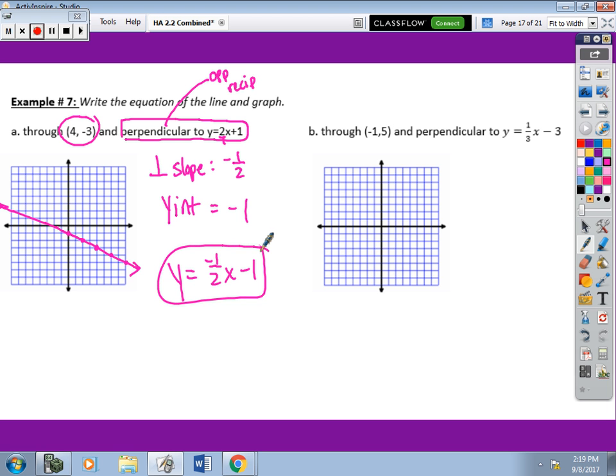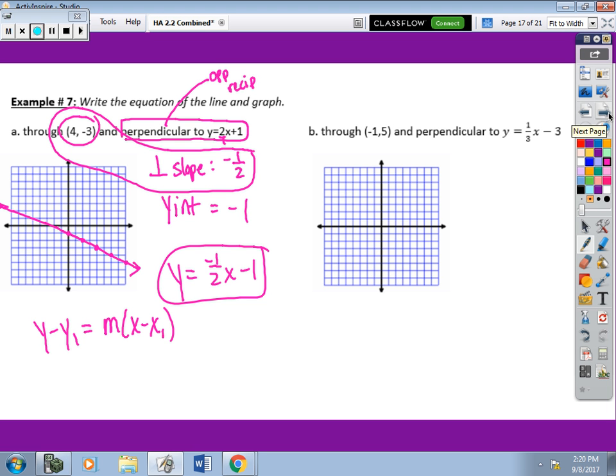Now if you don't like that, the other option would be to take this slope and this point and actually do your point slope. So if you're more of someone that's like in algebra, you like doing all your distributing, you would take and plug this into this, and then you'd rearrange it till you got there, and then graph that. Okay. See if you guys can try B while I pass out your homework.